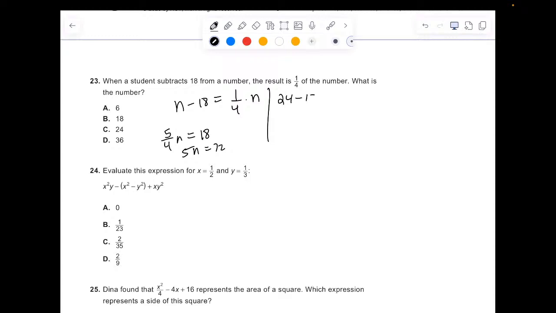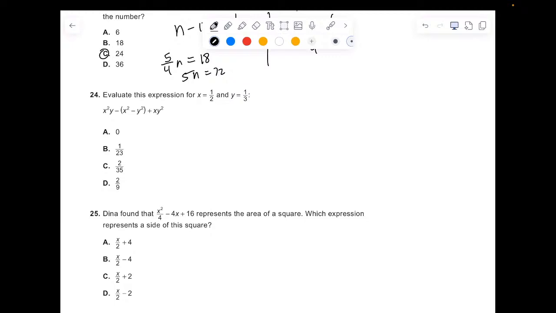24 minus 18 is going to be equal to, why am I blanking? 16? 16 is not 1/4 of 24. 36 minus 18. Bro, am I just like dumb? I am. 6 is 1/4 of 24. Man.